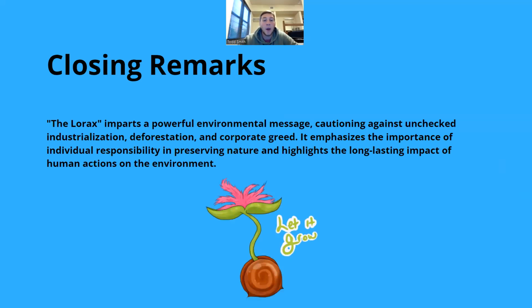The Lorax imparts a powerful environmental message, cautioning against unchecked industrialization, deforestation, and corporate greed. It emphasizes the importance of individual responsibility in preserving nature and highlights the long-lasting impact of human actions on the environment.